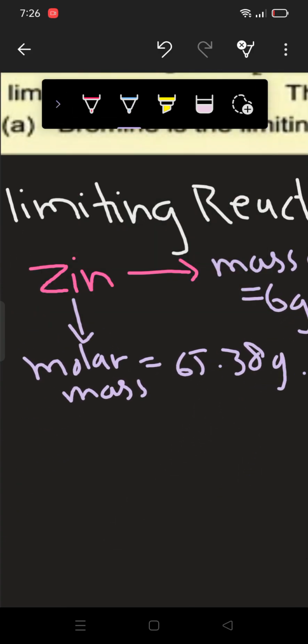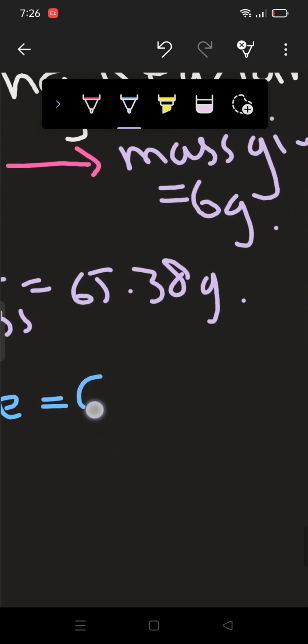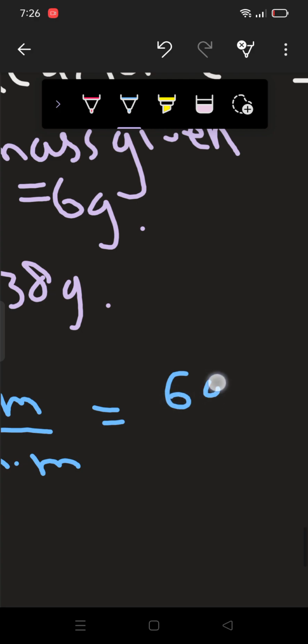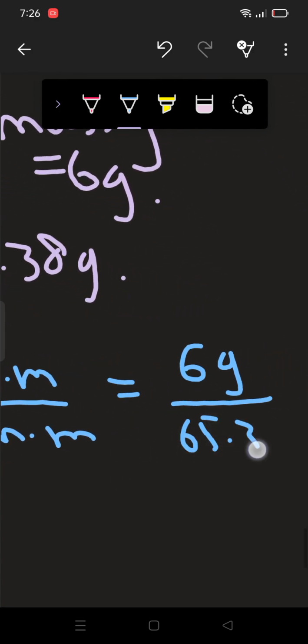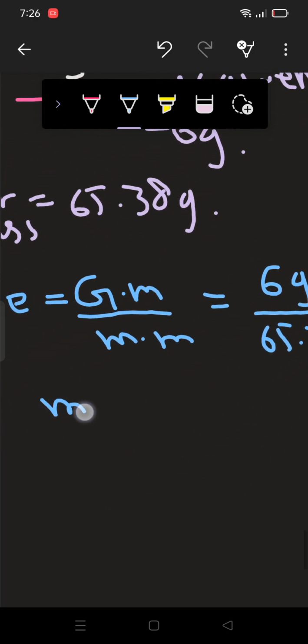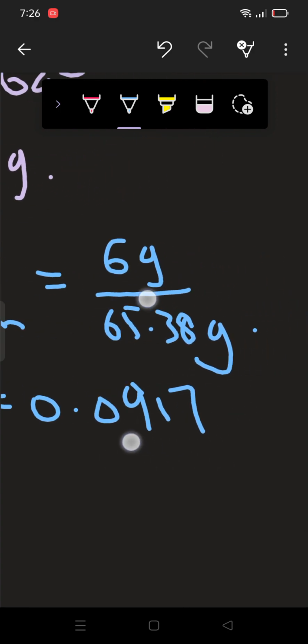Now we know the formula. What is the formula for finding the number of moles? Mole is equal to given mass per molar mass, right? Given mass per molar mass. The given mass they have already given us in the question, and it is 6 gram. The molar mass of zinc we know, that is 65.38 gram. When we divide this, we are going to get 0.0917 moles, right?